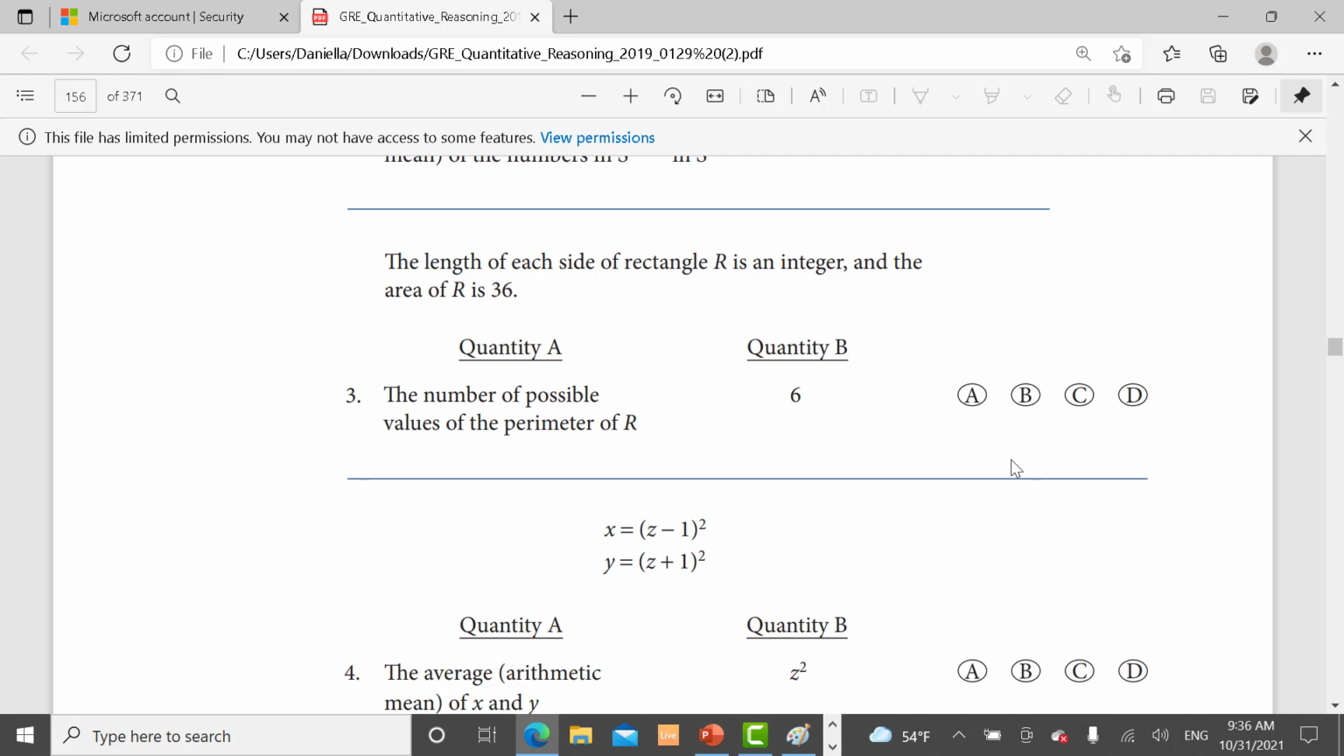The length of each side of a rectangle R is an integer, and the area of R is 36. Quantity A, the number of possible values of the perimeters of R. Quantity B, 6. So the only way that we can find the answer is just work the problem out completely. There's no guess in here. First we have 2 pieces of information on this question: the length of each side is an integer, and the area of R is 36.